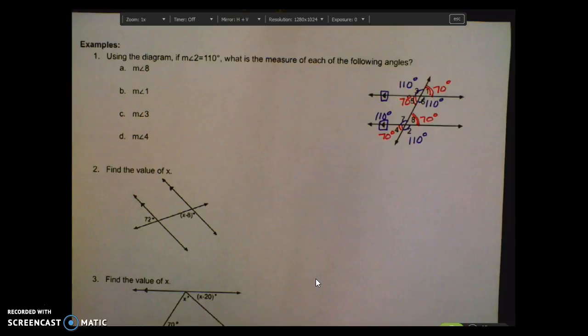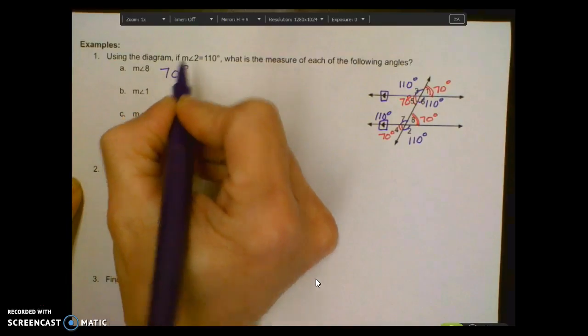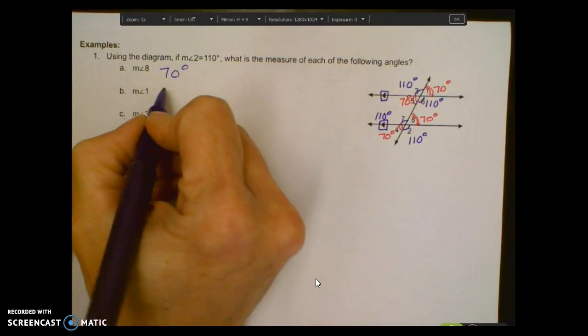Now let's answer the questions. So part A, what's the measure of angle 8? 70 degrees. The measure of angle 1? 70 degrees.